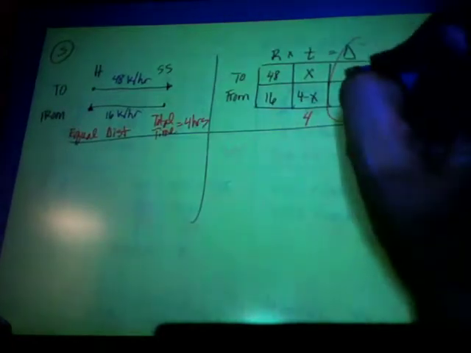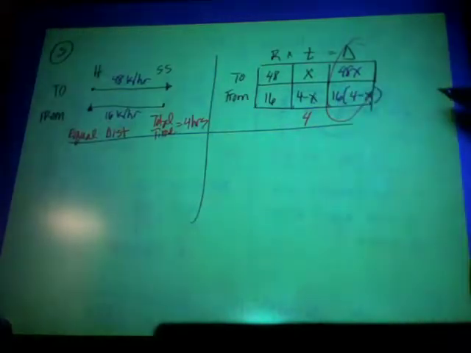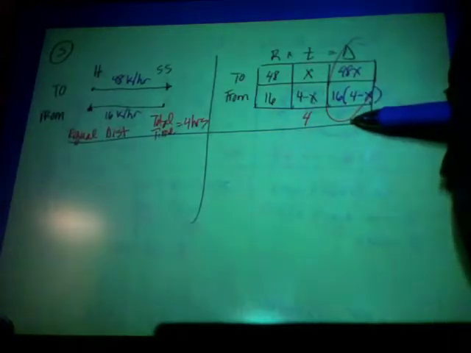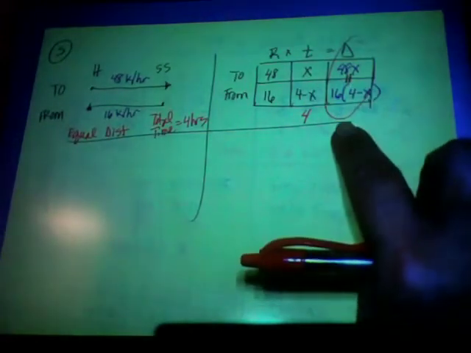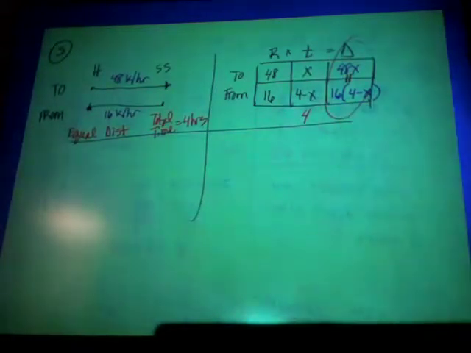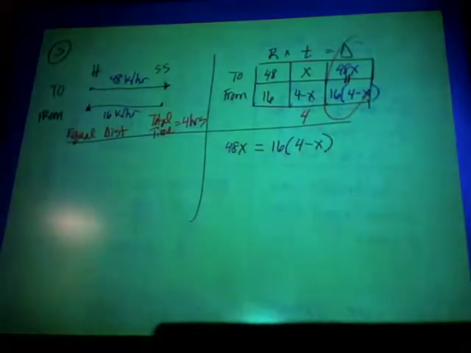So what's the distance? Calculate rate times time. 48x. And then this one I want you to write as 16 parentheses 4 minus x and parentheses. Notice that there is no total distance here. I know nothing about the distance to the service station or from. The only thing I know is that the distances are equal. So I'm going to put a little equals sign right here. If there's nothing here, you will set the distances equal to each other. Okay? And so here we go. 48x is exactly equal to 16 parentheses 4 minus x.